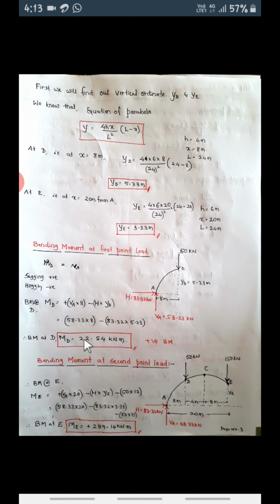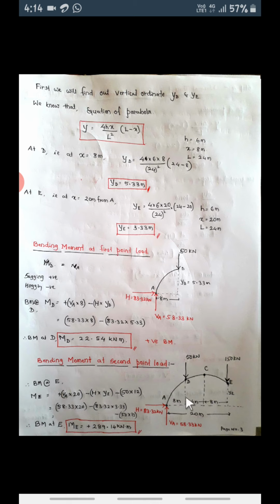This is positive. We have got the value as positive, so write down positive bending moment. Similarly, the next point they asked is to calculate the bending moment at the second point load. The second point load is at point E.